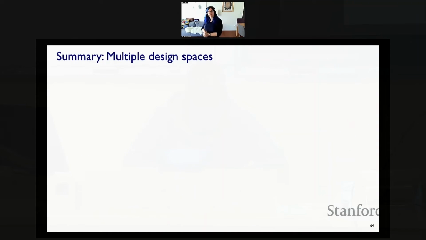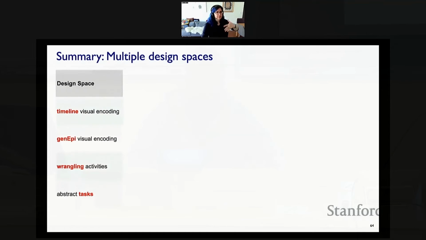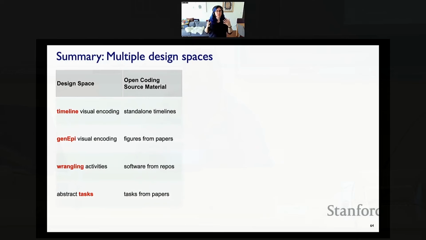So I've talked about a number of different design spaces, and let me think about similarities and differences. So we've had these four, timelines, GenEpi, wrangling, tasks. Now, in all of them, there was some amount of open coding of source material, either actual visual encodings of timelines, or figures from research papers, or software from repositories, or tasks that were extracted from research papers.